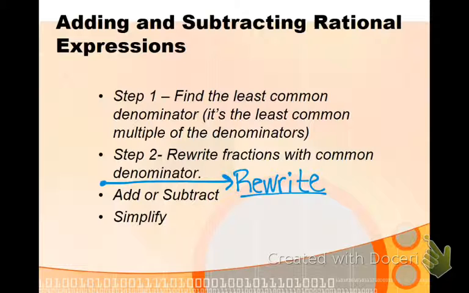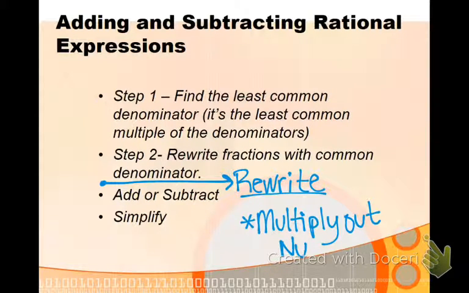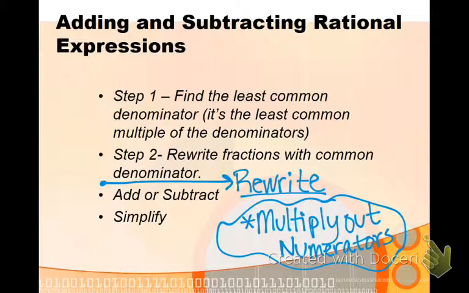So we always are going to have to multiply out our numerators so that we can combine like terms when we add or subtract. You can leave your denominators in factored form if you want to. So if you want to make yourself a little note, multiply out numerators. You can make that little note off to the side. We will always have to multiply out the numerators, but our denominators we could leave in factored form.